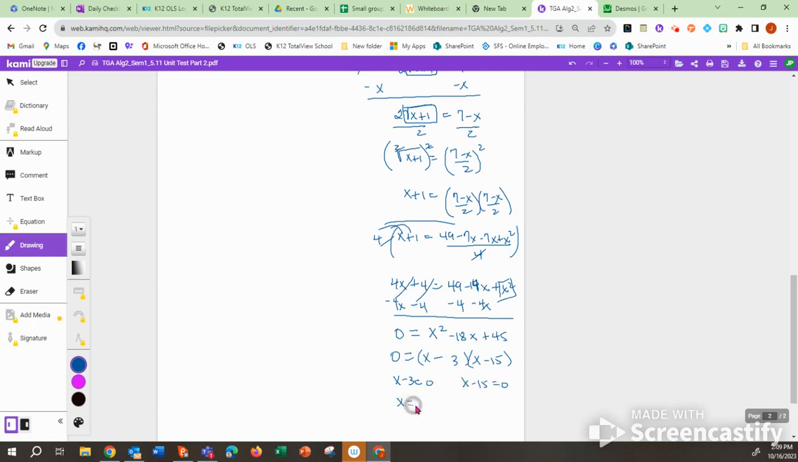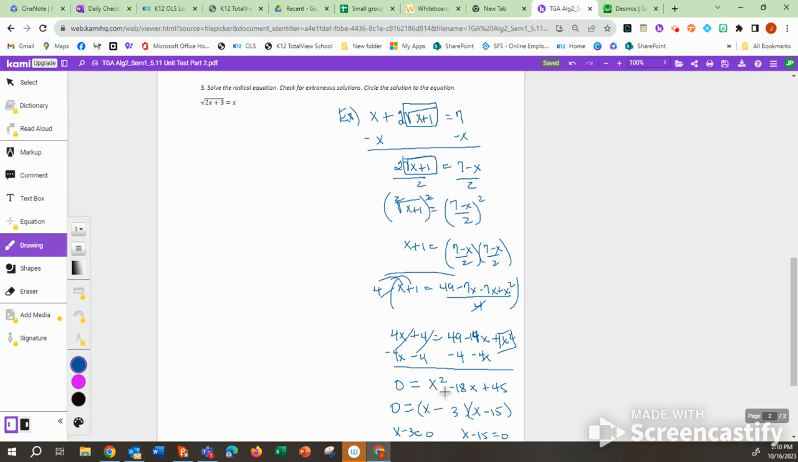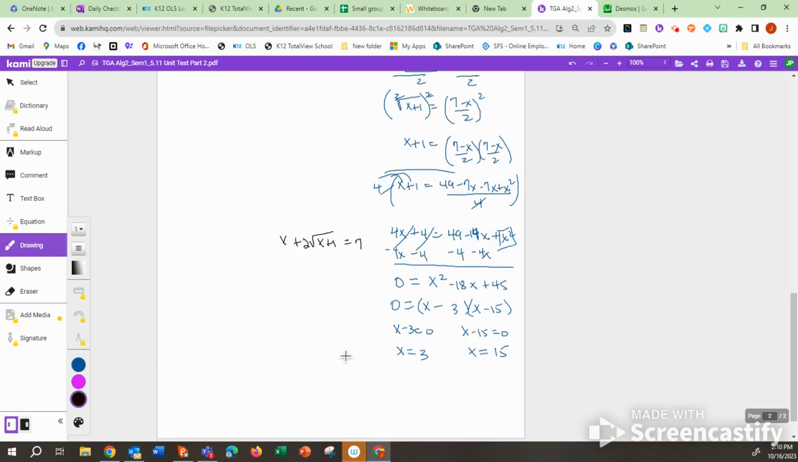That's going to give me a positive 3 if it checks, because we know with radical equations, we do have extraneous solutions. So I've got to check my 3 and my 15. Okay, my work is all the way up here. So let me rewrite the equation. The original equation is x plus 2 times the square root of x plus 1. We're checking to see if that's equal to 7.